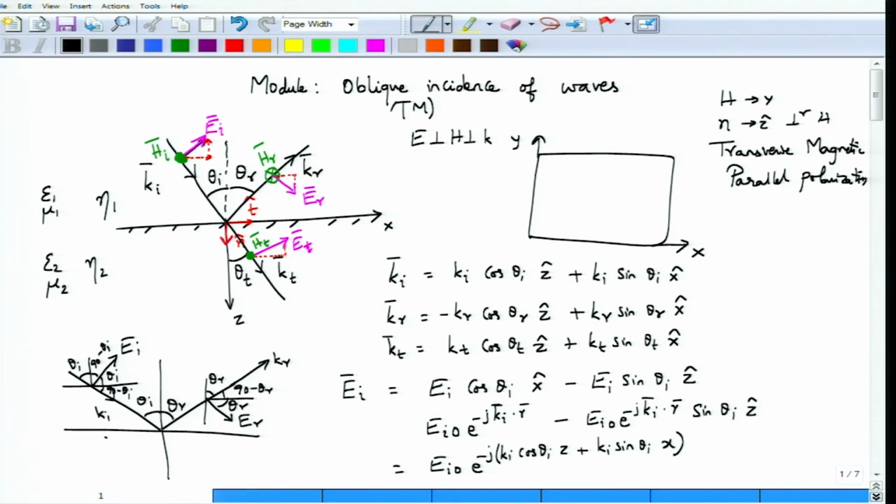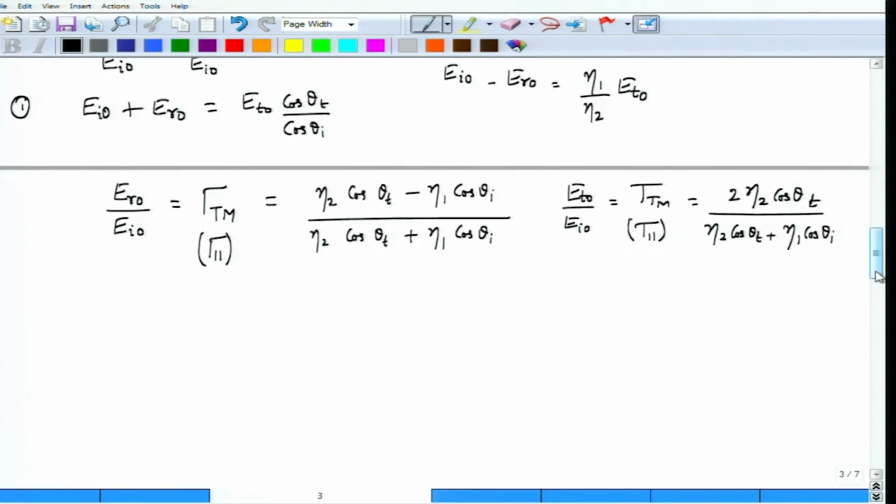So far what we have been discussing is the transverse magnetic case, TM, okay, and because of that reason we have this designation of the reflection coefficient being gamma TM and the transmission coefficient being tau TM, okay. So please keep these expressions in mind, okay.